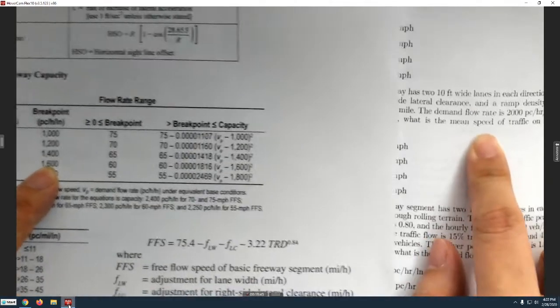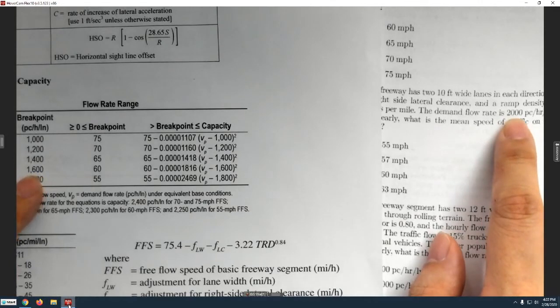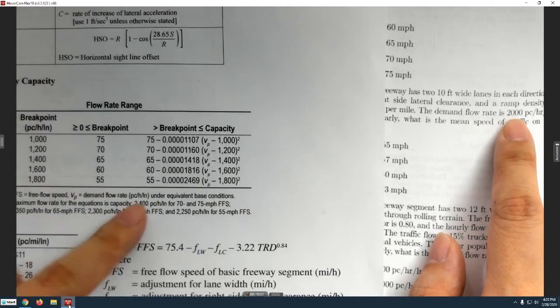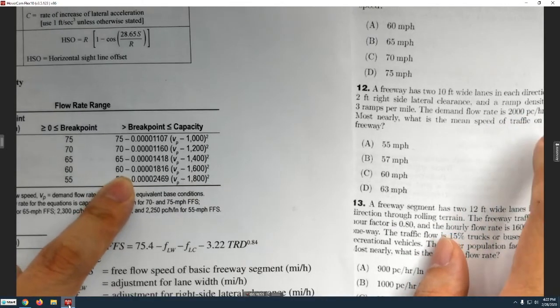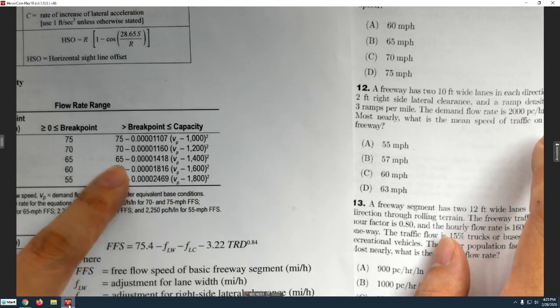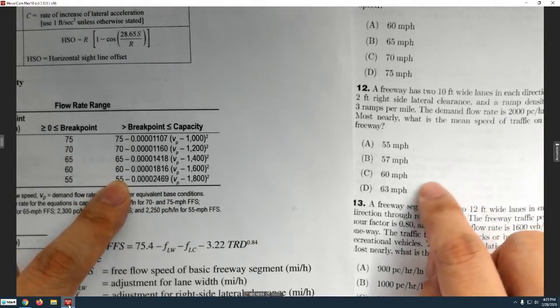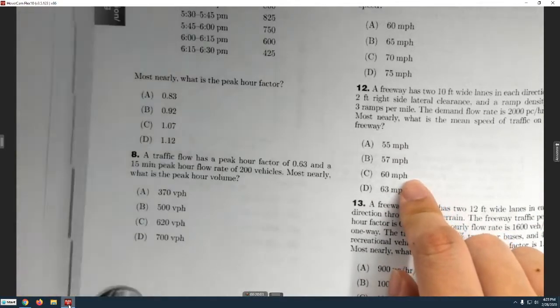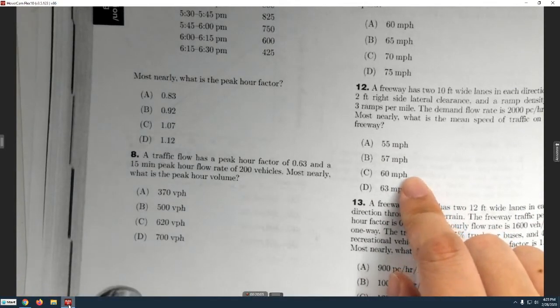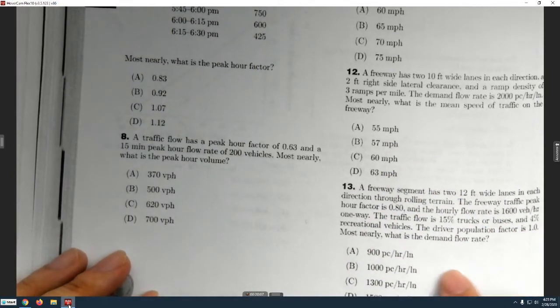But the volume is 2,000, so it's already after the breakpoint. After the breakpoint, you need to use one of the equations, or you can do a rough estimate here. It's definitely bounded between 55 and 60. So 57, that is. Whenever you can do estimation, just go ahead with the estimation. You don't need to do the calculation.